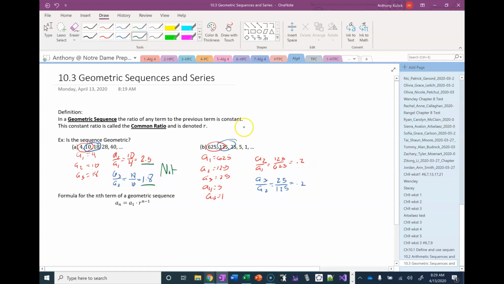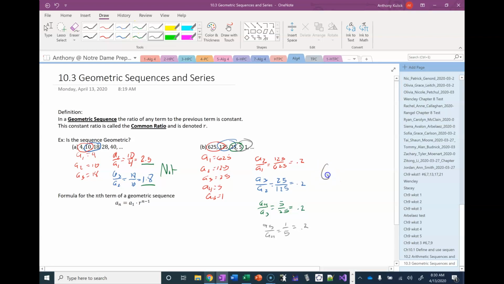That doesn't mean we're done, though. That just means that so far we can conclude it's geometric. We have to check them all. So let's look at the next pair. That's A4 over A3, which is 5 over 25, which is also 0.2. And then my last one, A5 over A4, which is 1 over 5, which is also 0.2.